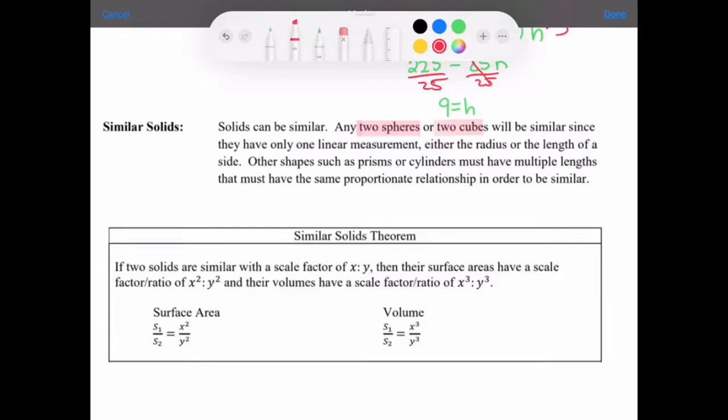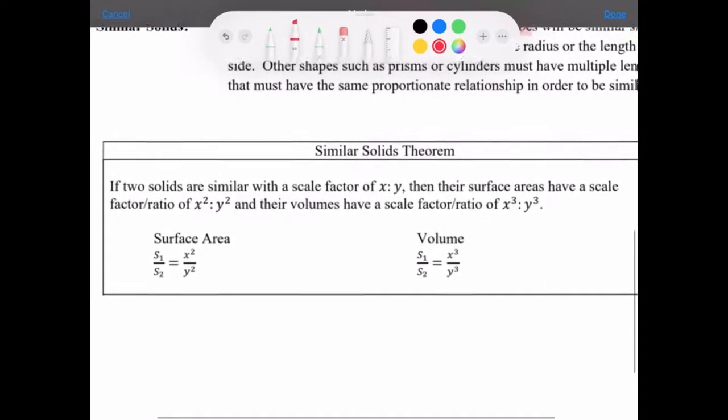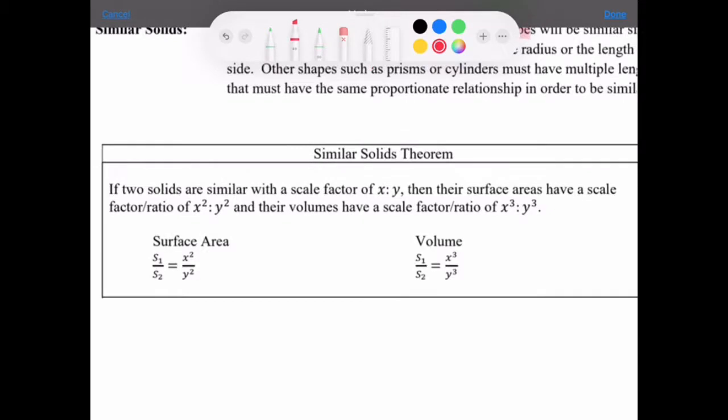But when we're talking about prisms and cylinders and other figures where we have a base and a height and a length, more than one value, they have to be proportional in order for the shape to be similar. So this is what it's saying here. This is our similar solids theorem, which we discussed briefly earlier. We said that, remember, side 1 and side 2 is equal to x squared and y squared for the surface area. Now the same goes for volume, we're just saying that it's cubed.